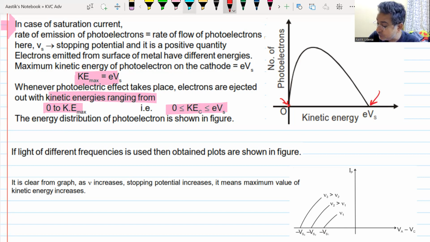Now, if you use different color lights, that means different frequency lights, you can see the stopping potential keeps on changing. Do we understand this? Yes, sir. Which stopping potential will be more? This is F3, this is F2, and this is F1. What will be the sequence? Which frequency will be more? Which frequency will be less?